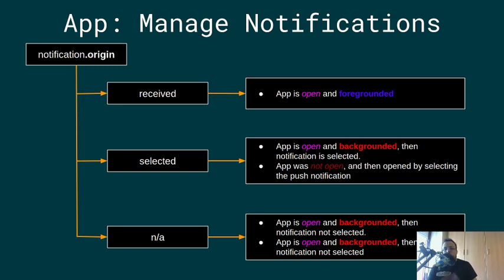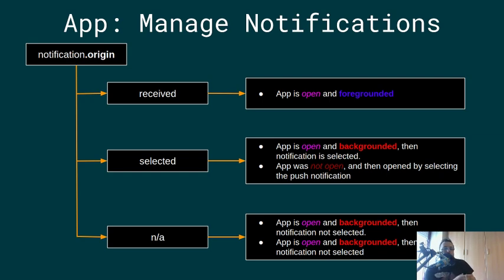parameter. So we can have a value of received, a value of selected, or no value. Received is when the app is open and in the foreground. So usually the behavior is that in iOS they are not shown, and in Android, in my case, I want to make them appear in a modal. Selected is when you clicked. Selected is just, okay, someone clicked on the notification.